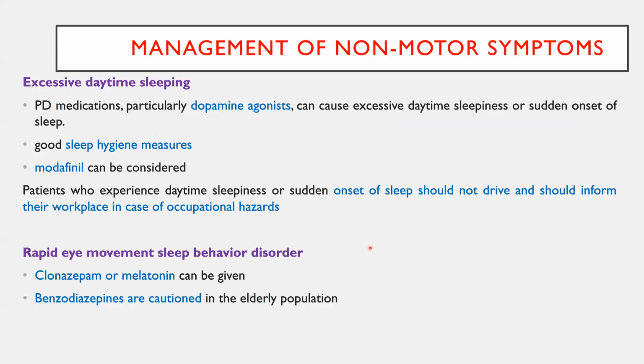For daytime sleepiness, again, you need to explain sleep hygiene techniques. Dopamine agonists also cause excessive daytime sleepiness. Modafinil or selegiline would be the better options in a patient with excessive daytime sleepiness. And for rapid eye movement, that is REM sleep behavior disorder, you can give melatonin or clonazepam. Whenever you're using benzodiazepines, be cautious in elderly patients.